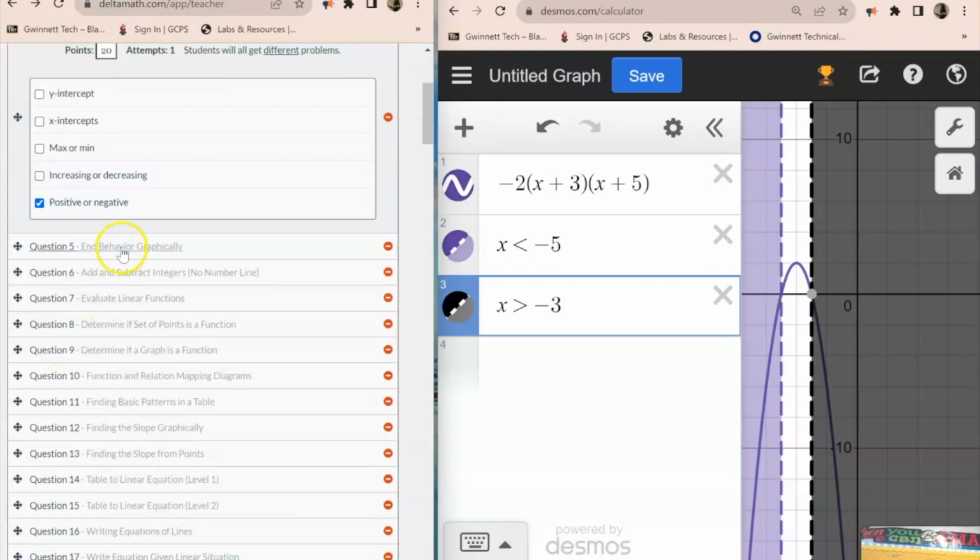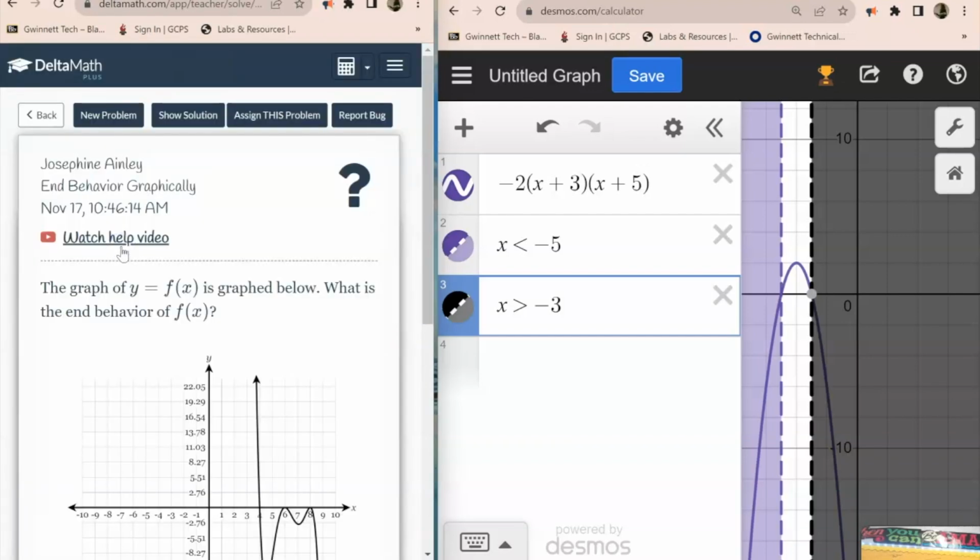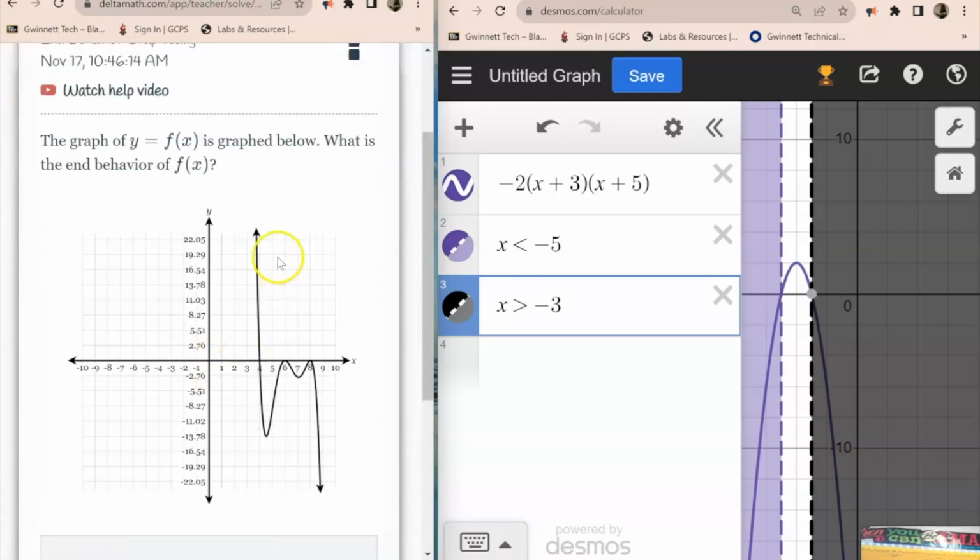All right, we're going to move on to end behavior graphically. So remember what that is. End behavior is just what's happening at the end. So this one is not something you put in the calculator because you can see it. What's happening at the end, this is going to infinity. What's happening at this end, this is going to negative infinity.